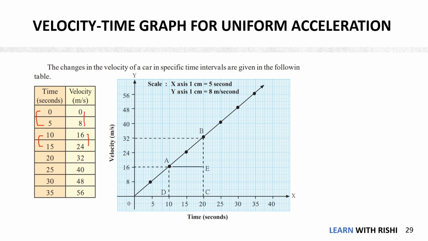And when we plot the graph of velocity versus time for uniform acceleration, we get a straight line graph, as we got in distance versus time for uniform motion. Similarly, the velocity versus time graph for uniform acceleration is also a straight line graph.